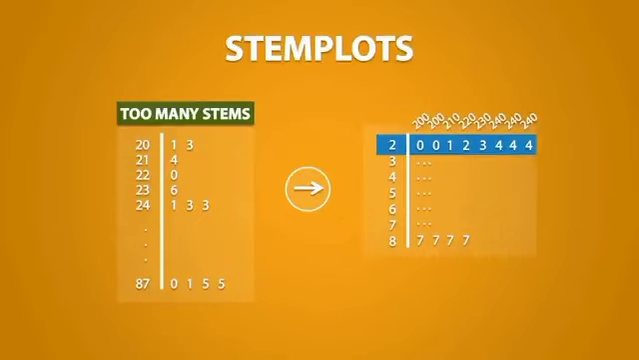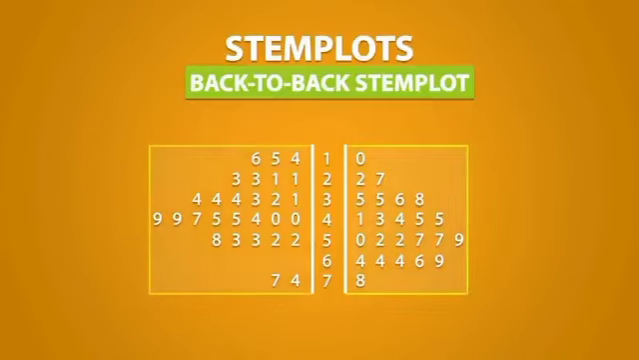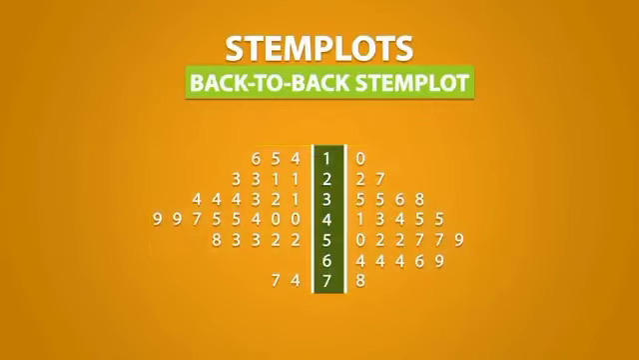Now the last type of stem plot we will be looking at is called a back-to-back stem plot. Back-to-back stem plots are used to display and compare two distributions by using the same set of stems. So for example, we could compare data from males and females, or data from cats and dogs.